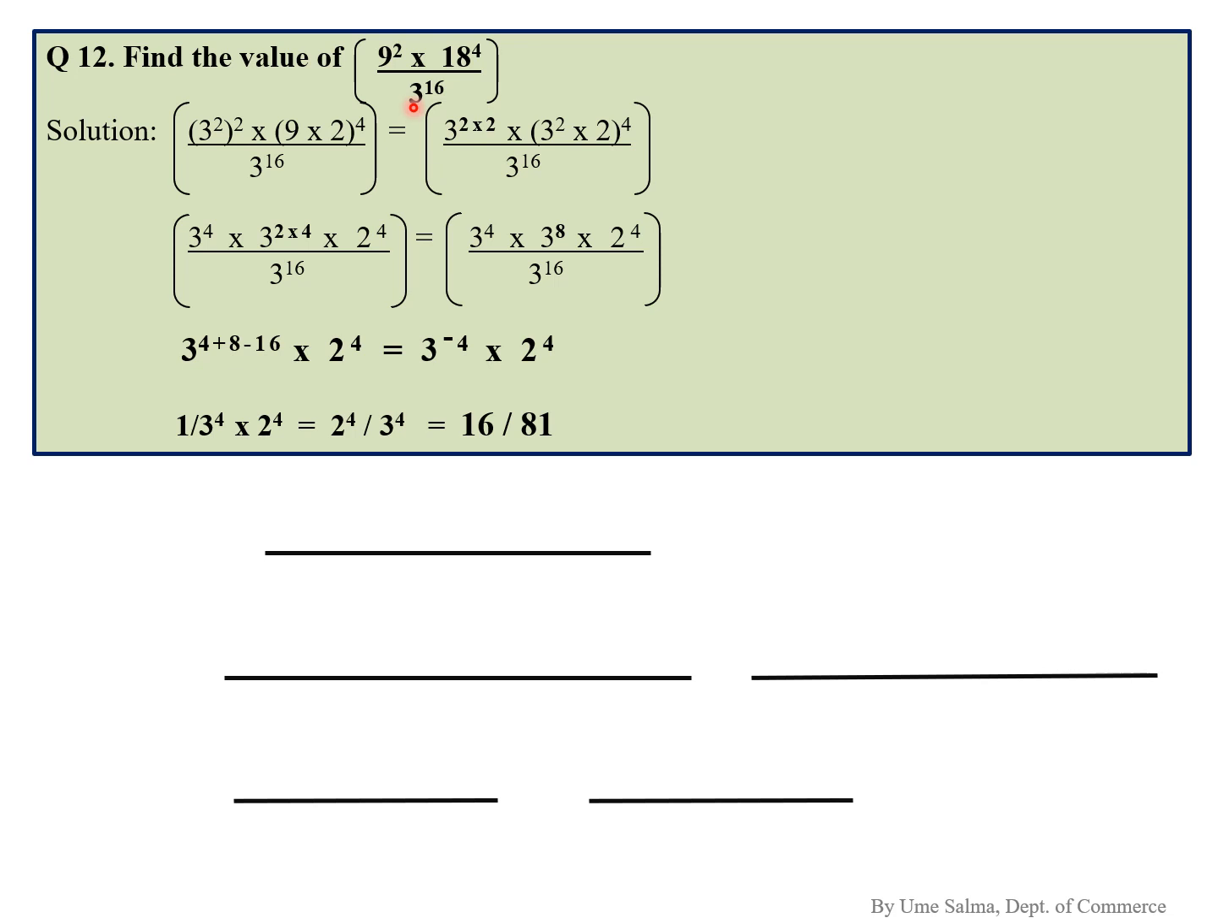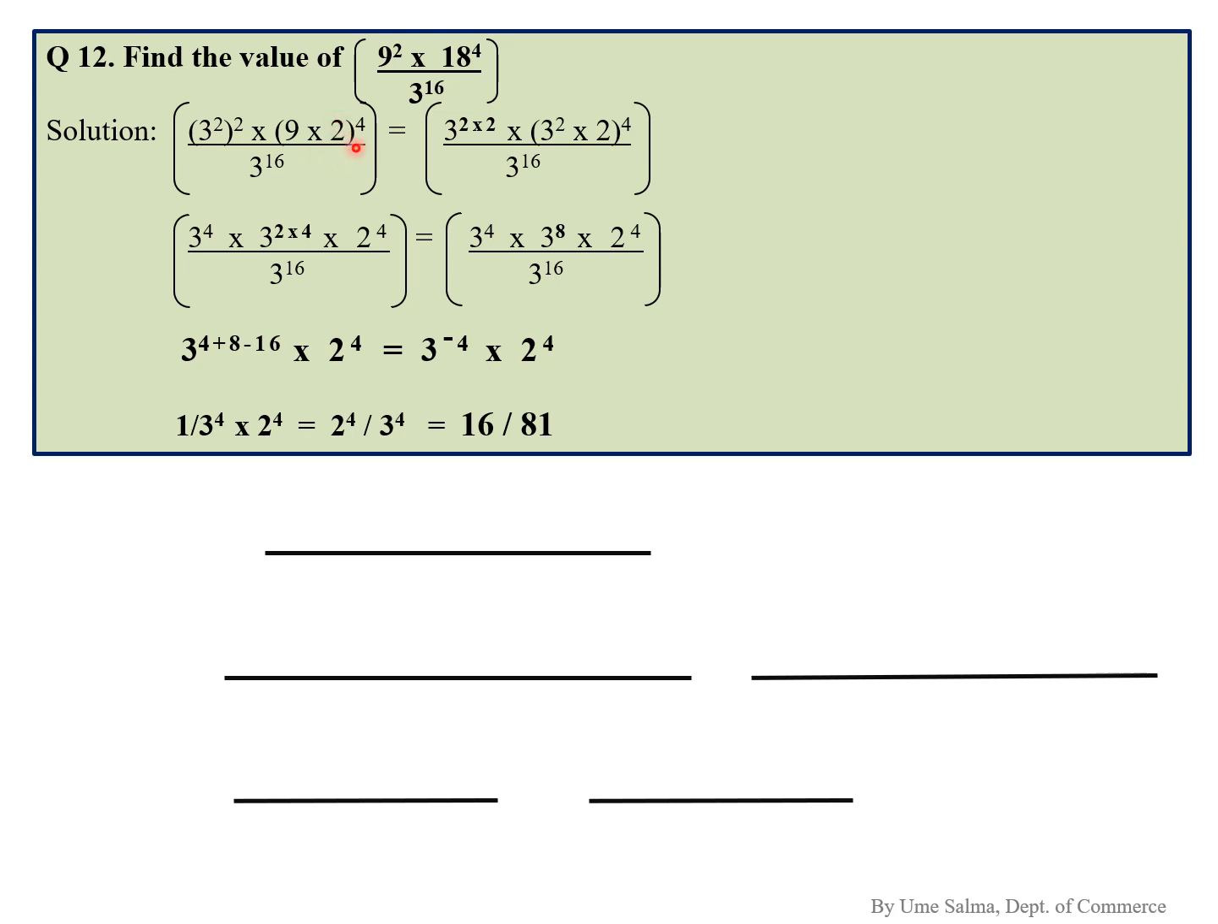Now this 9 can be written as 3 to the power 2, which is nothing but 3 into 3, which is 9. So this has been written as 3 to the power 2, to the power whole 2, into 18 can be expressed as 9 into 2. This is the simplified and expanded form of 18. 9 into 2 gives you 18, so nothing is changed here. Only the way of writing is different, to solve and make it simpler. To the power whole 4, and 3 to the power 16 is the same.